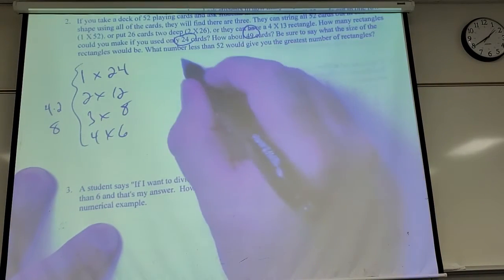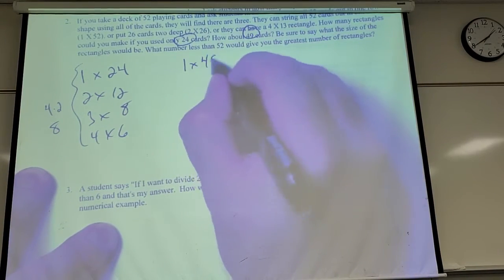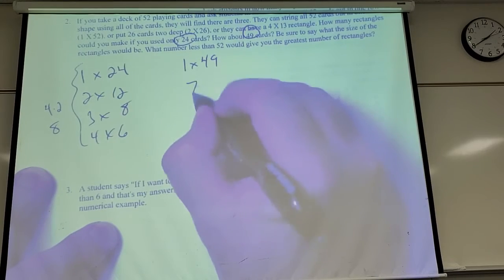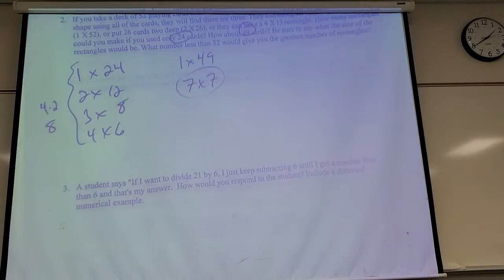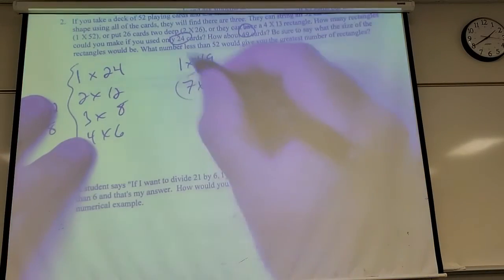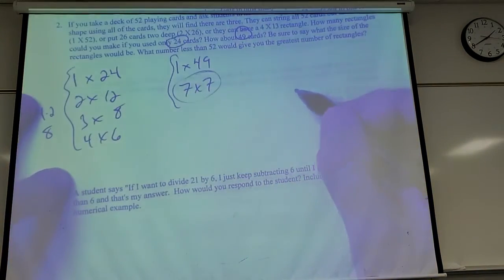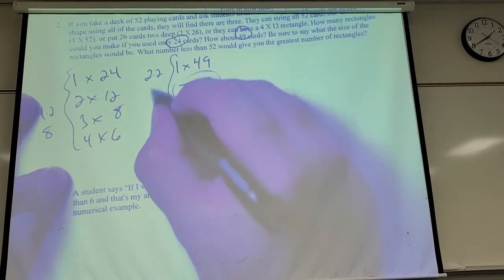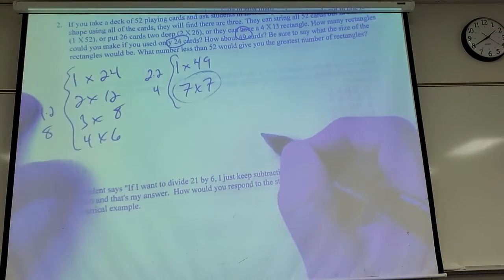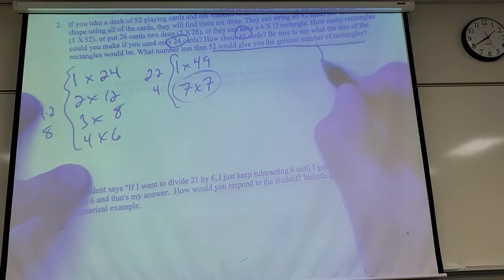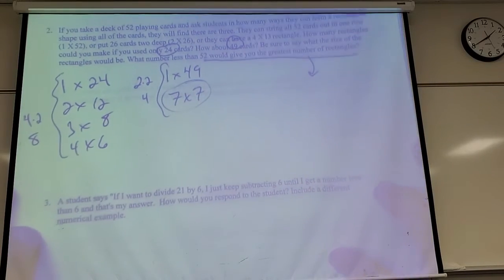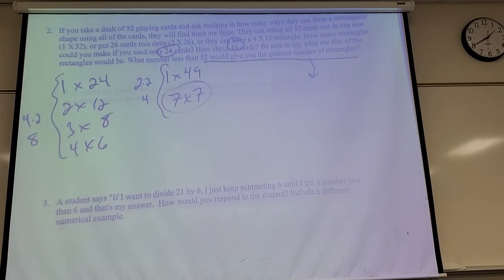And 49, you got 1, 49, and then you got 7 and 7. 7 times 7, which is where the question about squares came from. I like it. That is a special rectangle. So there's 2, but you can double that because you can turn them both around, so there's kind of 4 there. So did anybody think they got the answer to this one? I tried. In total, I got 10 rectangles.